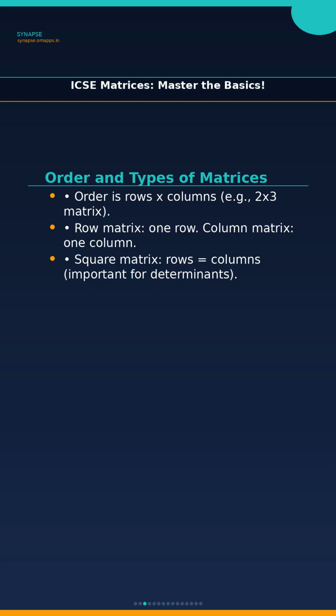The order tells us how many rows and columns a matrix has. For example, a 2 by 3 matrix has 2 rows and 3 columns. Then, we have special types like row matrices, column matrices, and square matrices.